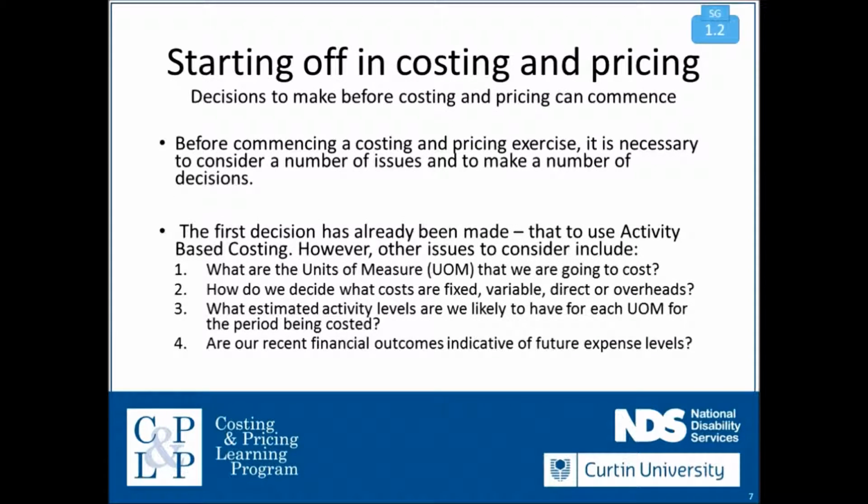Let's have a look though in the first instance, in terms of starting off in costing and pricing, at some decisions and ideas that need to be considered before you actually step into the costing and pricing process itself.